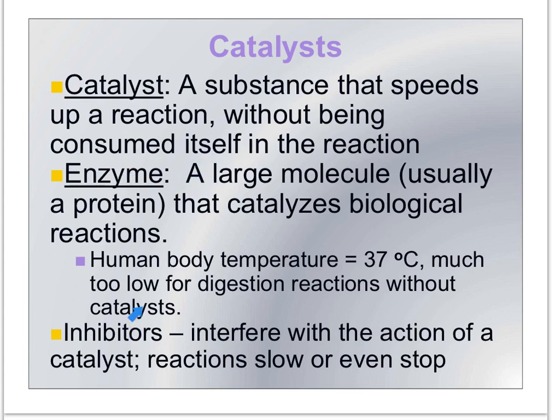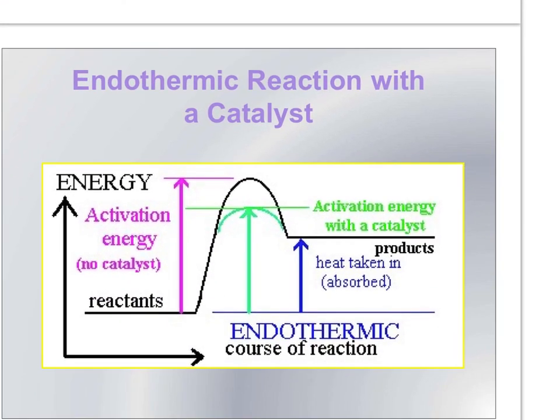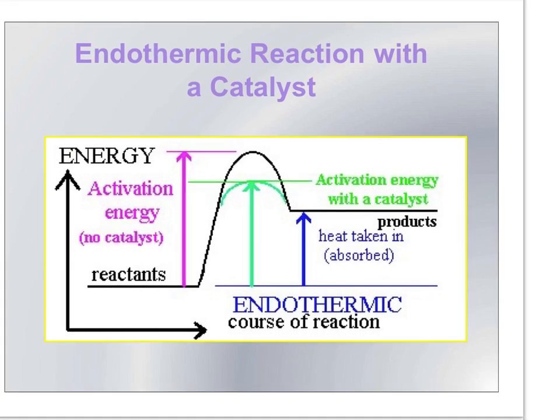Just for fun, a couple of terms here that you probably have heard of before. An enzyme is basically a biological catalyst. It's a catalyst that is a biological molecule. And then an inhibitor is something that interferes with the action of a catalyst. So let's focus more on how the catalyst works. Different catalysts work in different ways, but all of them basically take a different pathway to the reaction. And when they do that, they lower the activation energy.